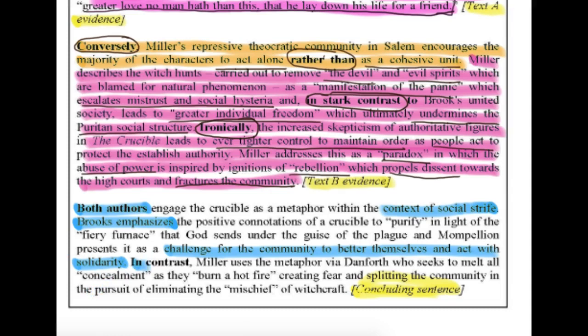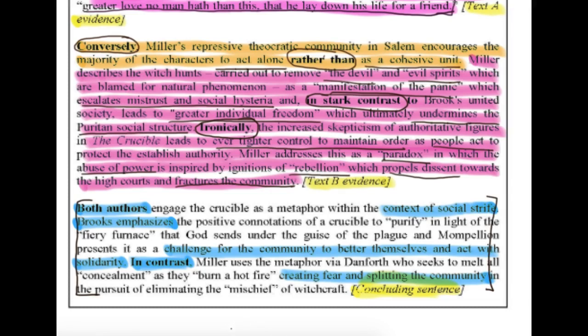And then we give the contrast, the difference. Miller uses the metaphor via Danforth, who seeks to melt all concealment as they burn a hot fire, creating fear and splitting the community in the pursuit of eliminating the mischief of witchcraft. So once again, also supporting the author's statement for that text B evidence, which is that crisis will split the community. And what you can see here, just in general terms, for this concluding paragraph, is that it's not repeating the topic sentence. It's not a repeat of the topic sentence.